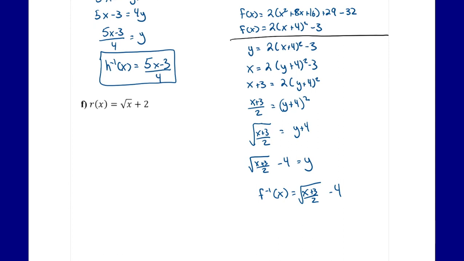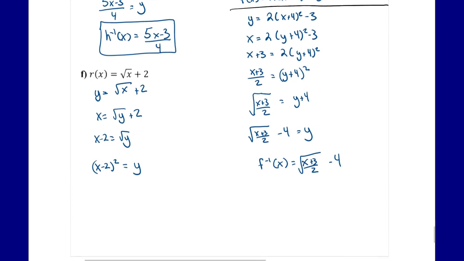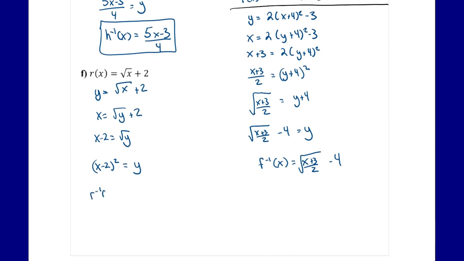And the last one, r at x equals root of (x plus 2). Again, rewrite the function notation, which is y. So y equals root of (x plus 2). Switch them. So x equals root of (y plus 2). Now we isolate for y. So move the 2 over. x minus 2 equals root y. To get rid of the square root, we have to square everything. So (x minus 2) squared equals y. Now that I have it isolated for y, I can reintroduce the function notation, but for the inverse. So the inverse of r at x is equal to (x minus 2) squared.